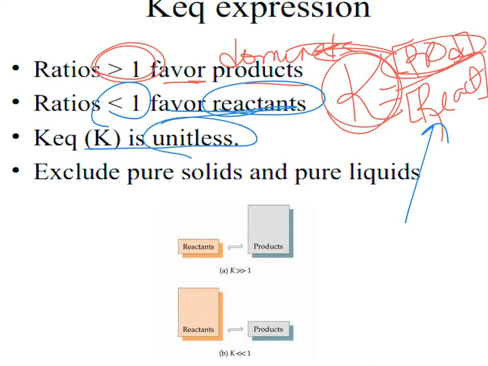K eq is unitless. We could assign units, but it wouldn't make a lot of sense because we don't know what the exponent values could be. They could be crazy. You can have 3, 4, 5, 10 as an exponent. So we just say that K eq is unitless. We leave them out.